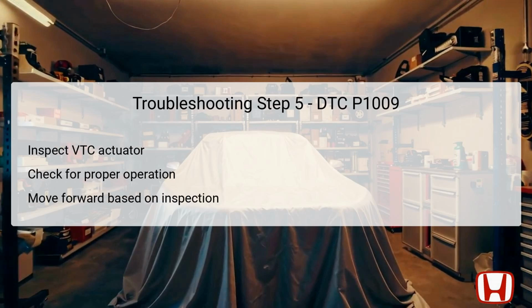The next action involves inspecting the VTC actuator to ensure it is functioning as intended. The actuator adjusts the camshaft's position based on the oil pressure from the solenoid, making it pivotal in regulating valve timing. If the actuator is found to be defective in its operation, it will require replacement to resolve the DTC P1009 error.